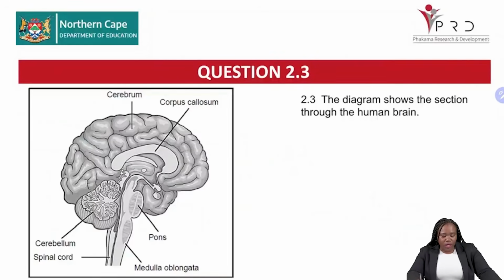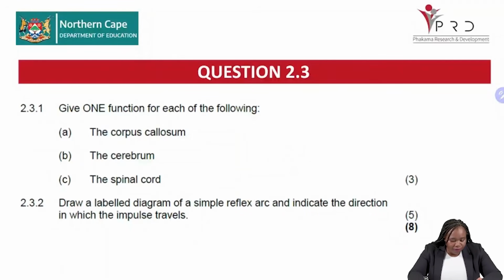Okay, now let's have a look at the next question, 2.3. We are given a structure of the human brain. The diagram shows the section through the human brain. What are we given here? The corpus callosum, the cerebellum, spinal cord, the pons, as well as the medulla oblongata. Right. Now, first question 2.3.1. Give one function of each of the following: the function of the corpus callosum, the function of the cerebrum, as well as the function of the spinal cord. Only one function per part, right?